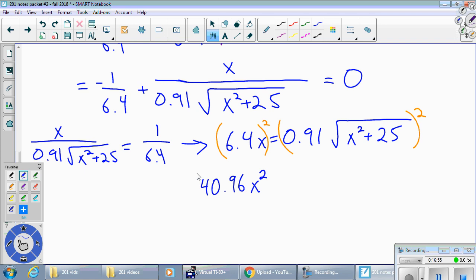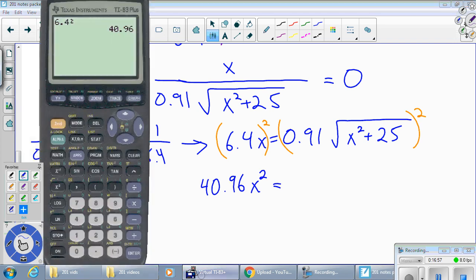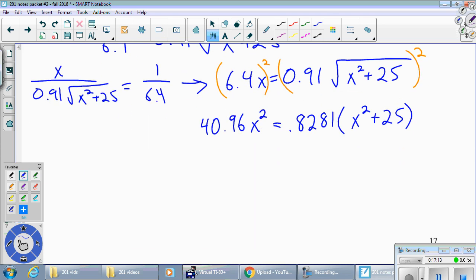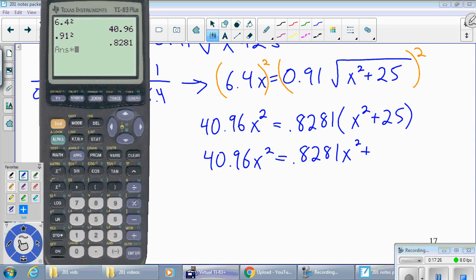Equals, okay, now the 0.91 is getting squared, 0.8281, and then when I square this radical piece, the radical disappears, so we get that. And then we're going to distribute on the right-hand side: 0.8281 x squared plus, and we're going to multiply this thing by 25.